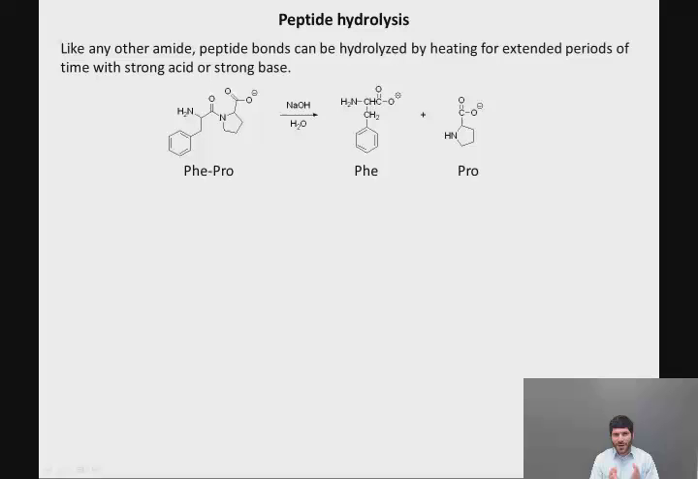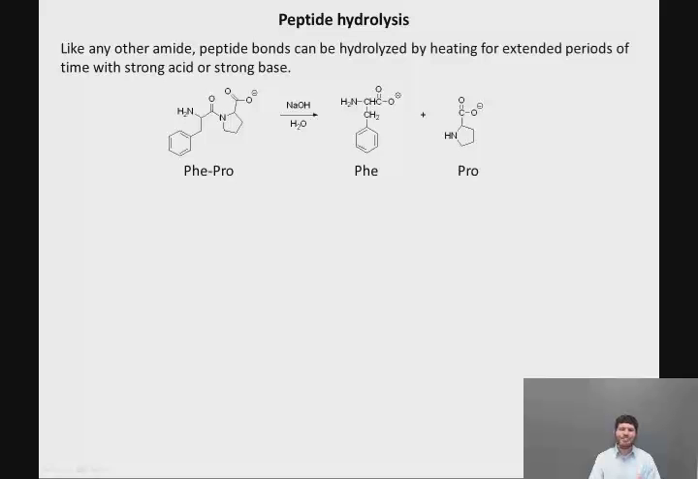So the last thing I want to cover in this lesson on peptides is their hydrolysis. Like any other amide, peptide bonds can be hydrolyzed, and you can do this chemically in the laboratory by heating them for extended periods of time in the presence of strong acid or strong base.